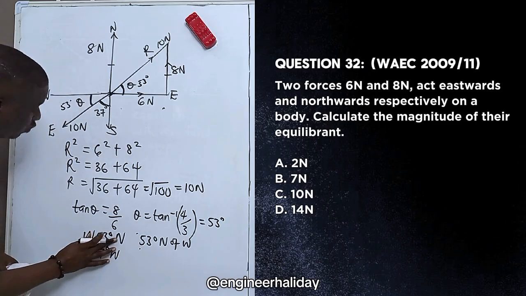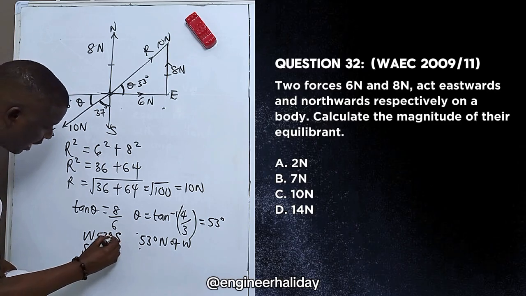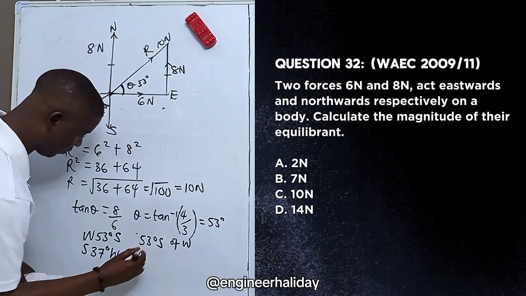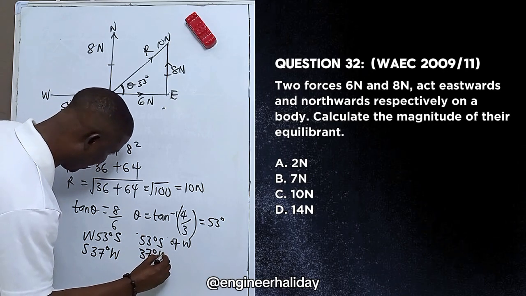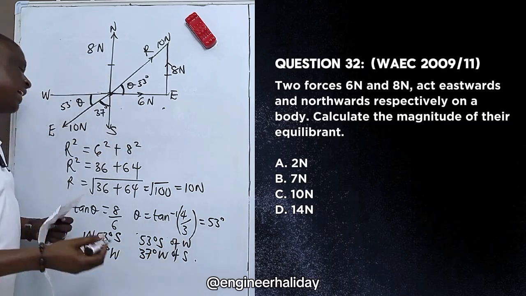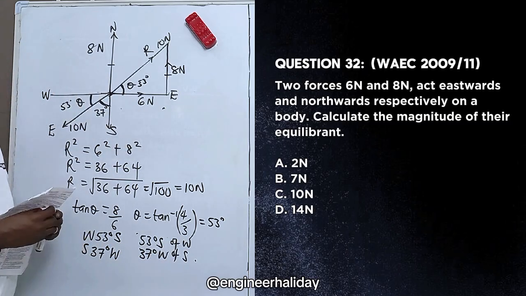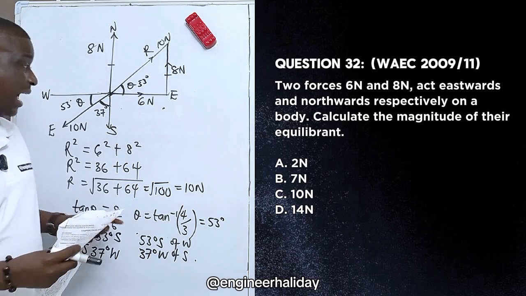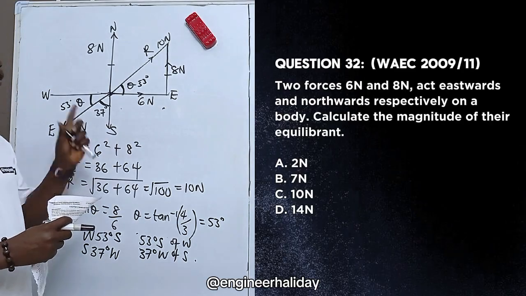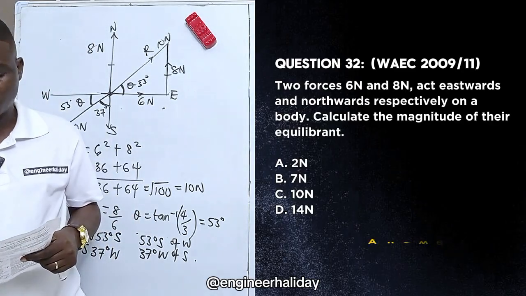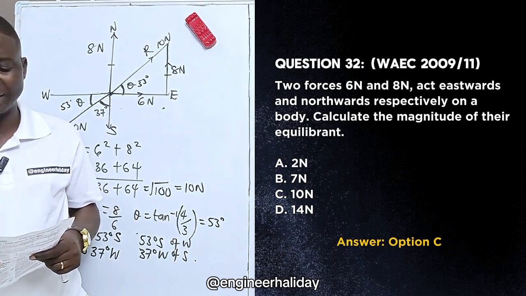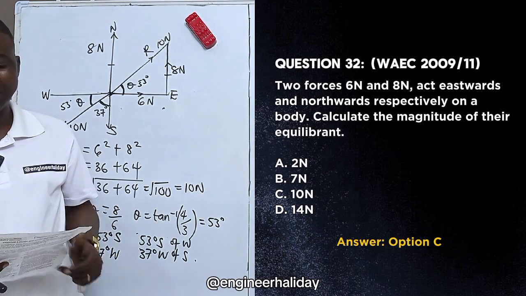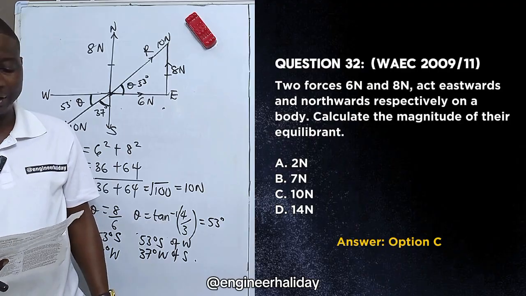Sorry, this one should be south. So we take it as 37 degrees west of south. So any of them will be the direction. So of that question, if they ask us for direction, but the magnitude of the resultant is the same as the equilibrant. So the answer is, option A 2 Newton, B 7 Newton, C 10 Newton, D 14 Newton. The answer to that question is 10 Newton.